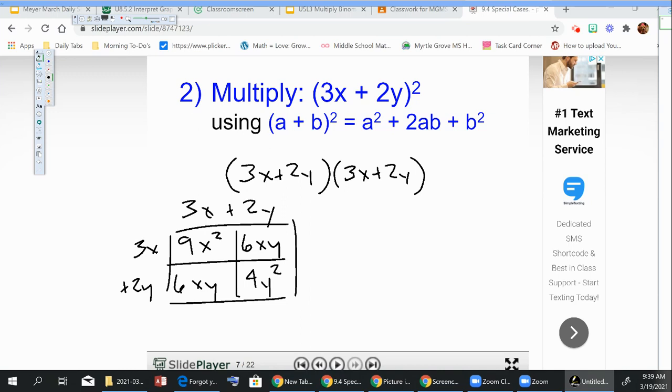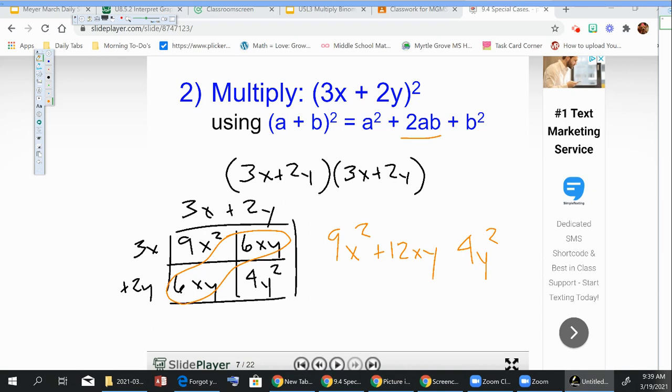And again, just like our previous area models, the diagonal pieces most of the time will be able to be combined. Right, I get my first term, 9x squared. I get my last term, 4y squared. And I have two of those middle terms, right? So 6xy plus 6xy is 12xy. Okay, because you have 6 of each, 6xy and 6xy.